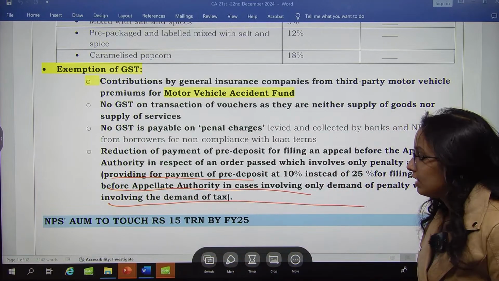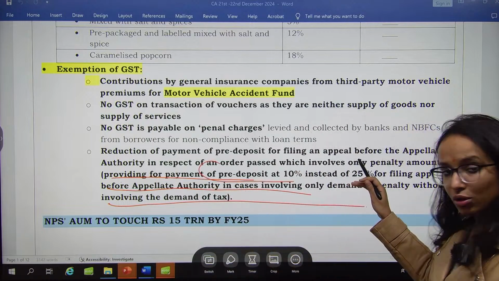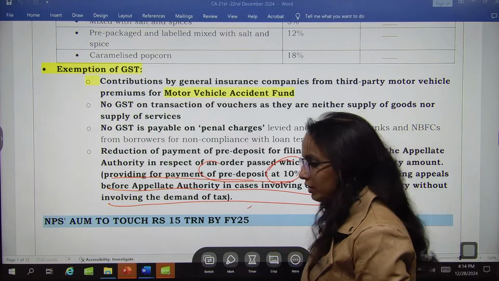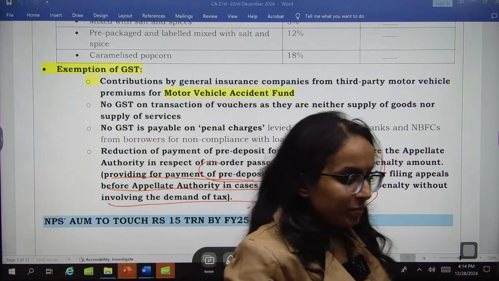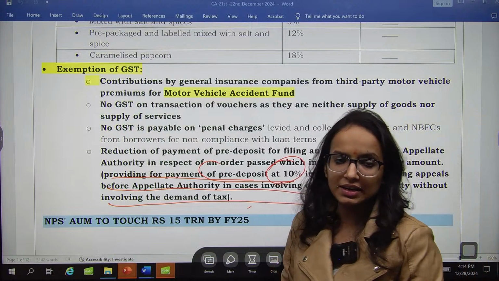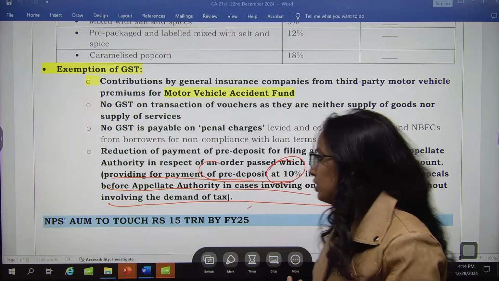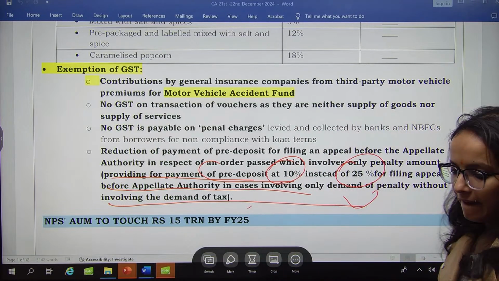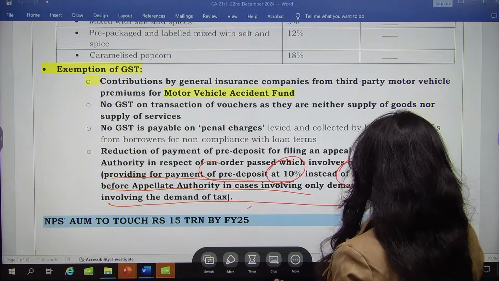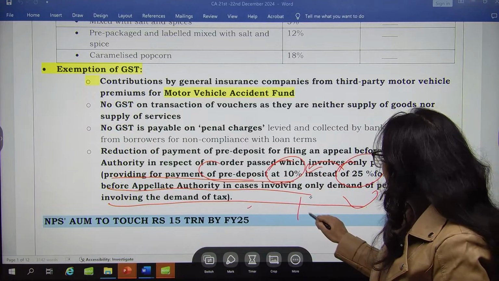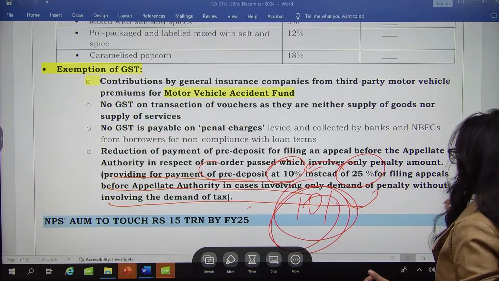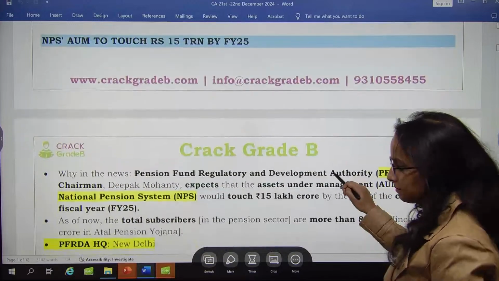Now remember this thing, the payment of pre-deposit, it has also been reduced. It is now 10% instead of 20% for filing such appeals before the appellate authority in cases involving penalty. So basically, if you want to appeal against the order to an appellate authority, now the pre-deposit amount will be 10% of the amount in dispute, not 25% as earlier. So remember, it has also been reduced. Now it is 10%. Earlier it was 25%. Now it is 10%. Then next thing. So this was about the GST meeting and its decisions.